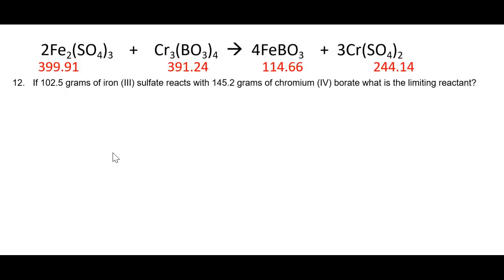Up until this point, we've done that because I have either given you only one start or I've told you what was in excess. Therefore, by default, you knew what was limiting. One more time, limiting reactant is whichever reactant is used up first. Another way of looking at it is the limiting reactant is whichever one of these reactants, starting with 102 of this and 145 of this, produces the least amount of a product.